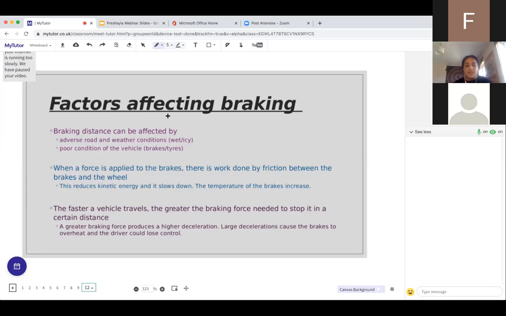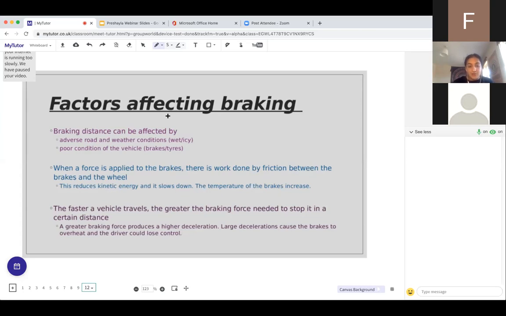Now we need to know these 2 ways of describing what actually happens when we apply a force on the brake. So what actually happens when we brake? We apply a force to the brakes as humans. Now there is work done by friction between the brakes and the wheels. Work done is this idea of a force causing motion. So we apply the brakes and we create friction. This reduces the kinetic energy of the car and it slows it down. The temperature of the brakes increases.